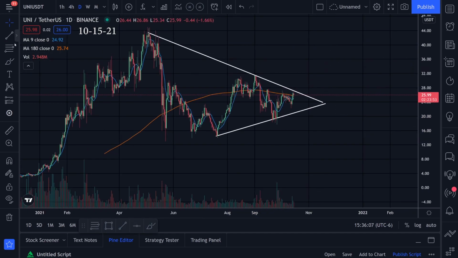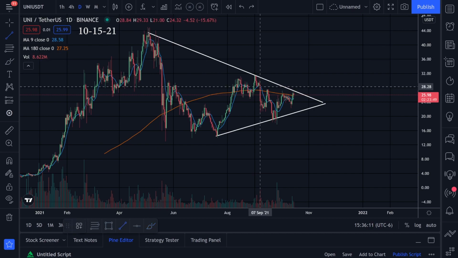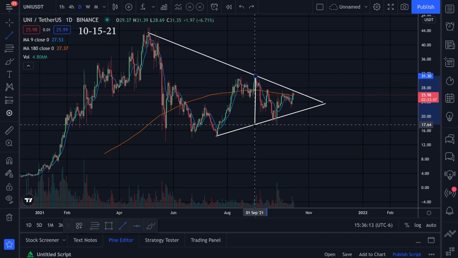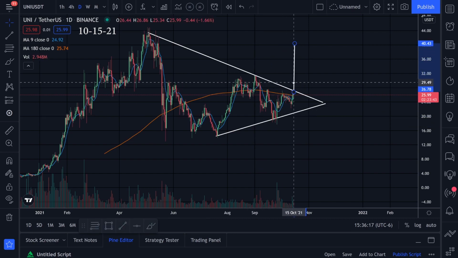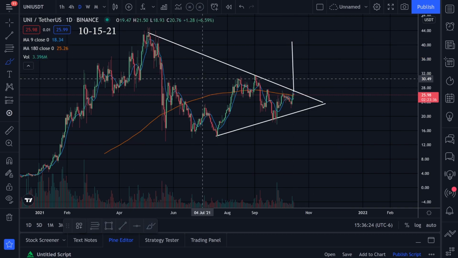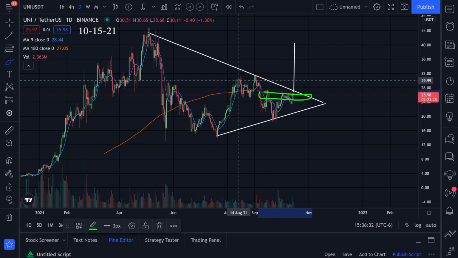I think if we could break out of this top trend line, something like that, maybe target from the top to the bottom of this triangle, maybe somewhere around right here. Drag that to the breakout, and we're looking at a potential target of approximately $40.53.